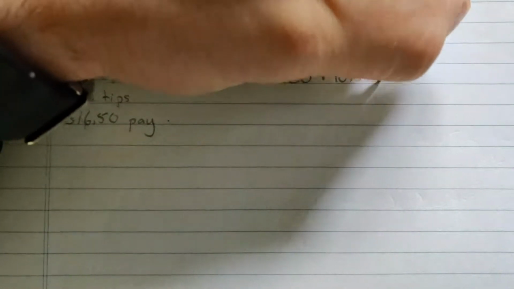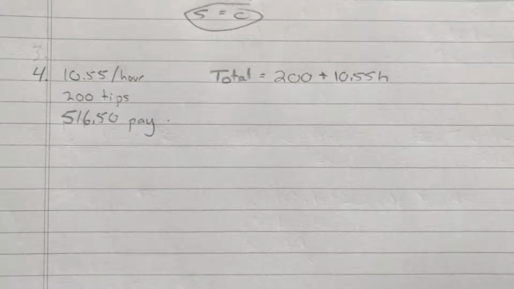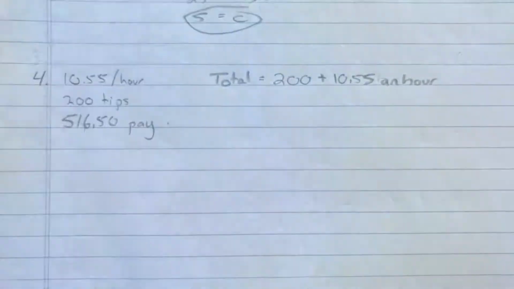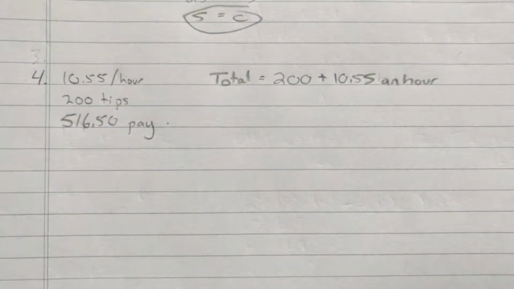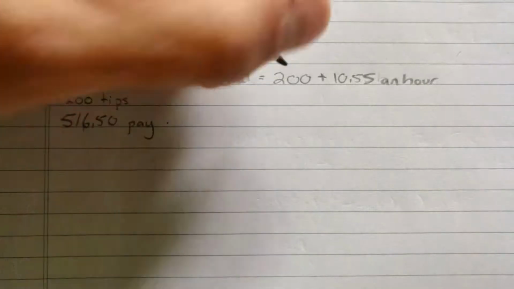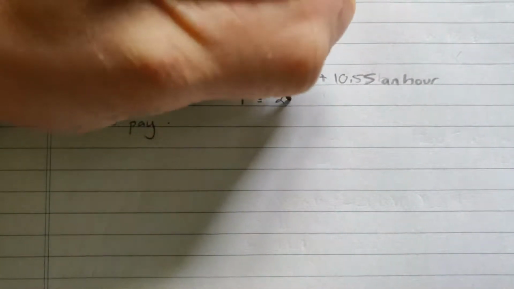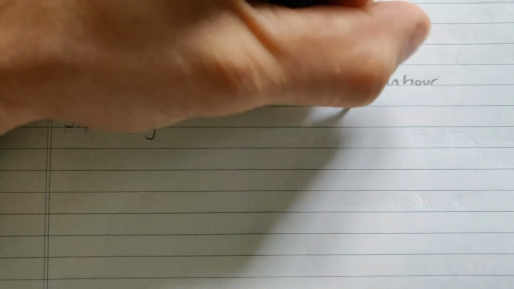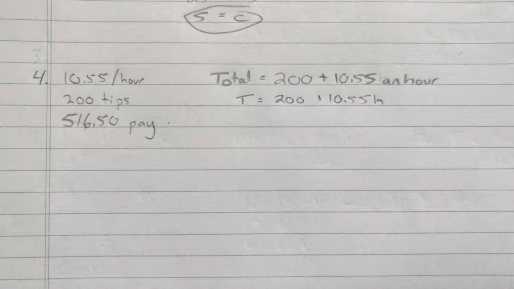So $10.55 an hour, we can multiply 10.55 by h. So our total is 200 plus the $10.55, and we could even write this as an hour. So if we write it out with the words, we can then simplify that into an equation. We can just use t for total. So the total he makes is 200 plus 10.55, and that's each hour. So every hour he's making that, so we're going to multiply that by h. So there's our equation.